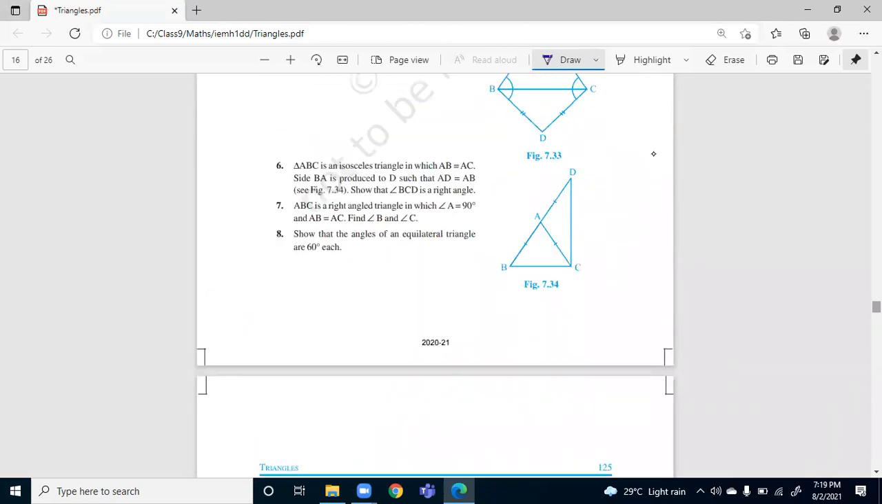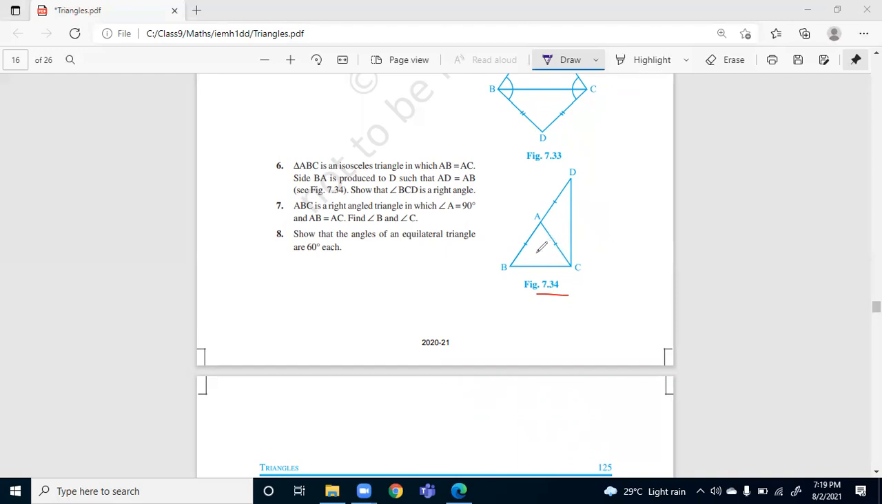Okay, so let's move to question number 6. ABC is an isosceles triangle in the diagram 7.34, in which AB and AC are equal and BA is produced to D such that AD is equal to AB. You have to show that angle BCD is a right angle. Okay, so it is a little bit difficult question.